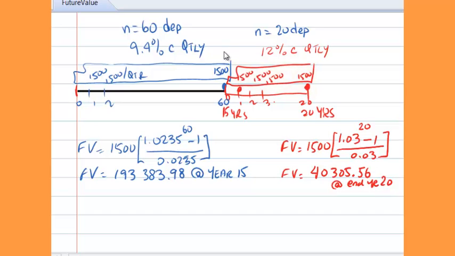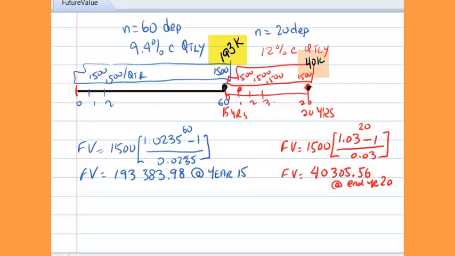How are we going to handle these two pieces of information on our time diagram? First of all, the $193,000 belongs at the end of the 15th year. So on your time diagram, you should indicate that the $193,000 belongs at the end of the 15th year. And the $40,000, the 40K, belongs at the end of the 20th year. So 40K belongs here at the end of the 20th deposit.